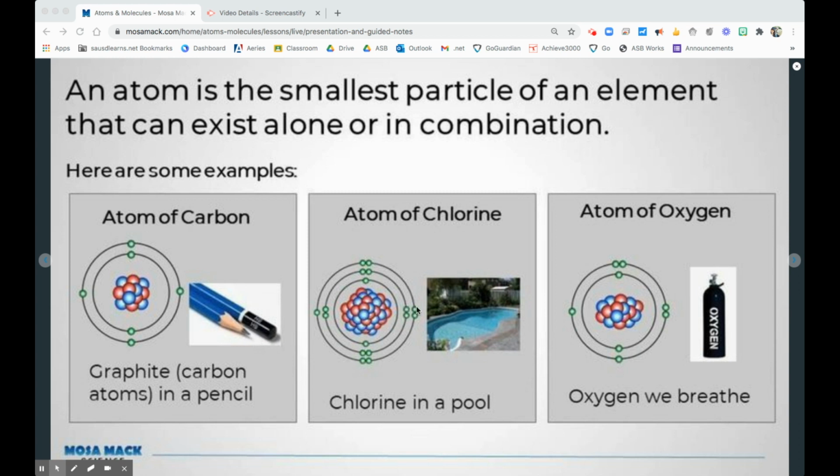Our second example is an atom of chlorine. Again, chlorine atom has protons and neutrons bundled together in the nucleus, and on the outer shells are electrons organized nice and neatly. Chlorine is used to kill off bacteria in pools. And our last example is an atom of oxygen. In the very center, again, there are protons and neutrons. The electrons are organized on the outer parts. And of course, we all know that we use oxygen to breathe.